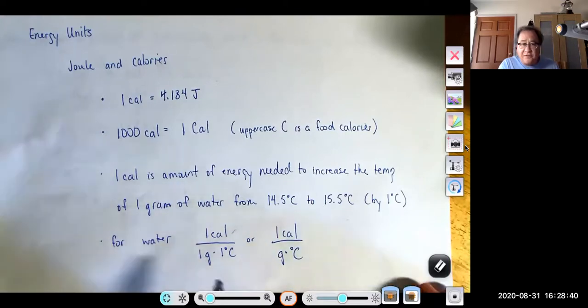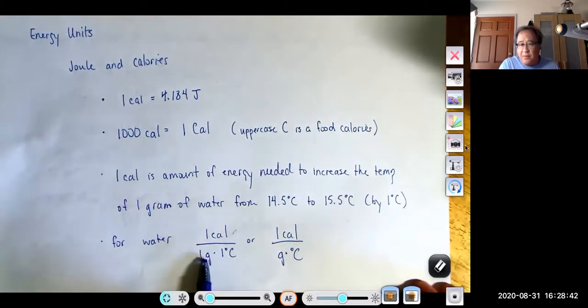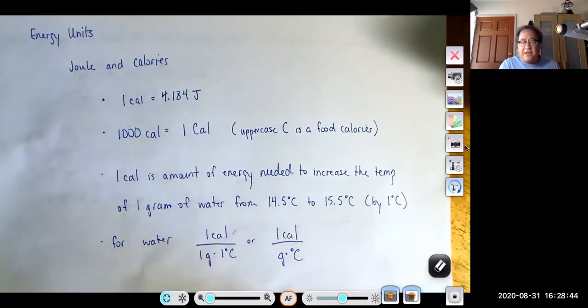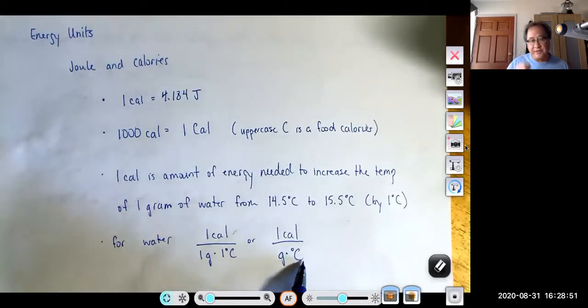So that would be written as follows: 1 calorie per 1 gram per 1 degree Celsius. Oftentimes in the denominator, you don't write the ones in, it's assumed. So 1 calorie per gram per degree Celsius.